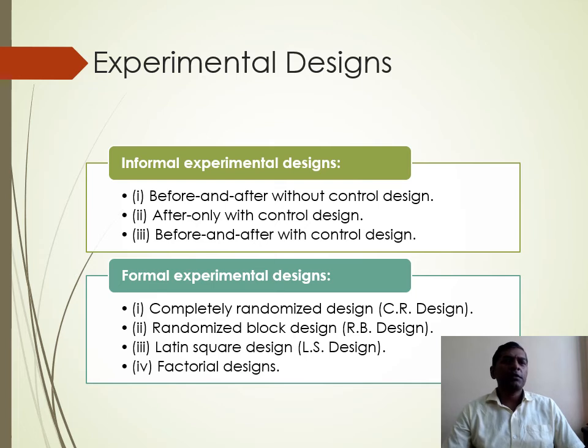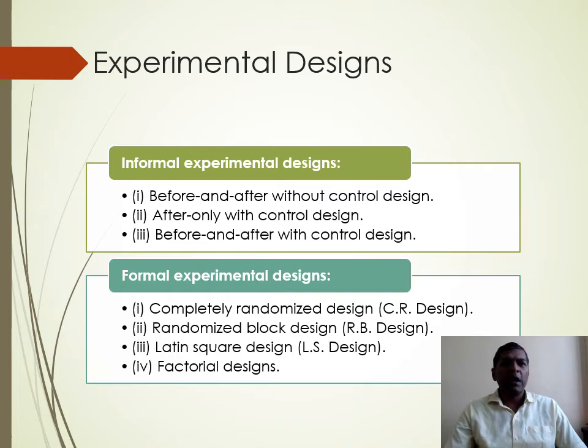Experimental designs. Two types of experimental design exist: one is informal experimental design and the other is formal experimental design. In informal experimental design, things are not done properly or according to the defined procedure, so those are called informal experimental designs. Again, those are classified under three parts.